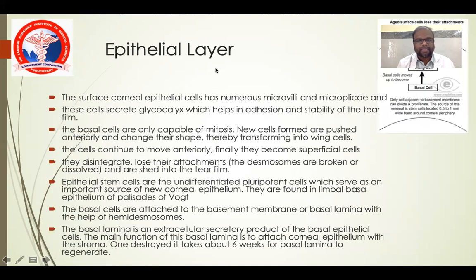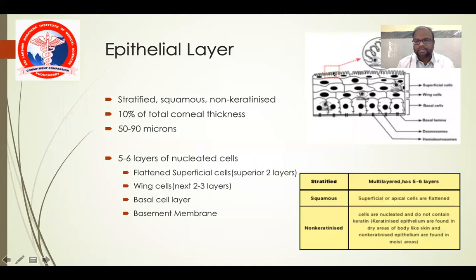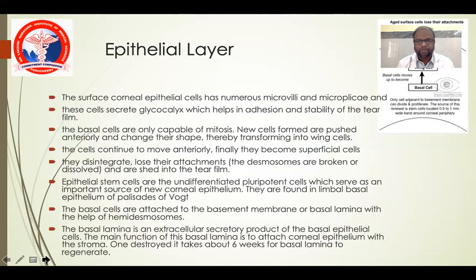Coming to the epithelial layer in detail, the surface corneal epithelial cells have numerous microvilli. I will show you. You can see there are numerous microvilli and microplicae. These cells secrete glycocalyx, which helps in the adhesion and stability of the tear film. That is, they hold the tear film onto the cornea with the help of these microvilli or microprojections.